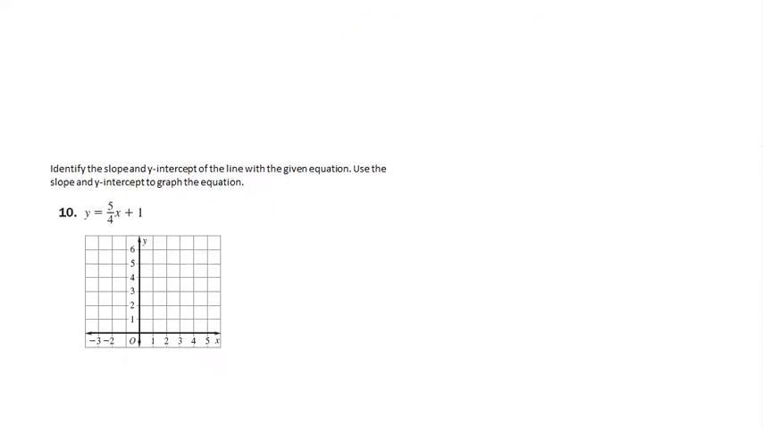All right. Let's identify the slope and y-intercept of this line for the given equation and use the slope and y-intercept to graph our equation. So y equals mx plus b. That means that our slope equals 5/4, or a rise of 5 and a run of 4, and our y-intercept equals 1. So that means I'm going to graph my y at 1, because 0, 1 is my y-intercept.